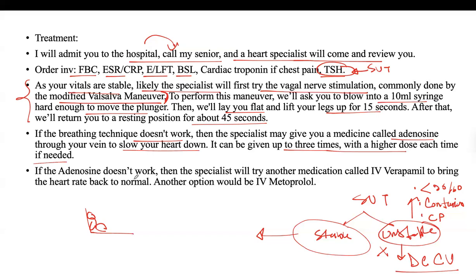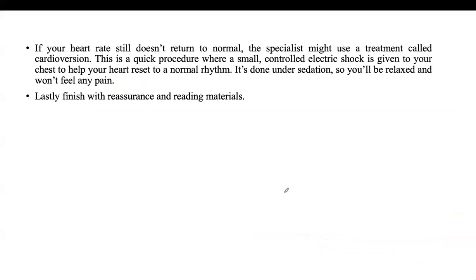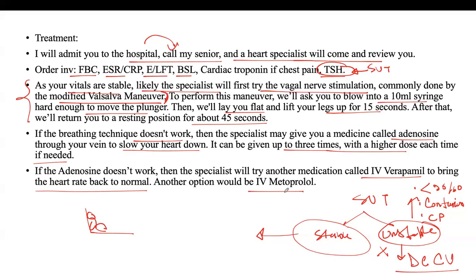If adenosine does not work, then the specialist will try another medication, IV verapamil, to bring your heart rate back to normal. Another option would be an IV beta blocker, which is IV metoprolol. So these are our options for treating a patient who has stable SVT. Okay, clear everyone, the management? First, vagal nerve stimulation. If that did not work, IV adenosine 3 times. If it still did not work, our alternative is IV verapamil or IV metoprolol.